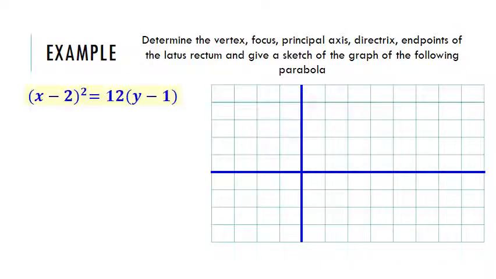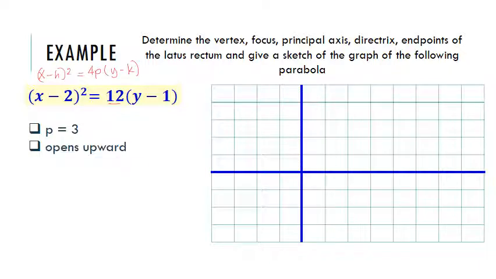Okay, example, let us graph (x minus 2) squared is equal to 12 quantity (y minus 1), using the standard form of the equation of a parabola. First step, find p. 12 ito. What must be multiplied to 4 to get 12? Yes, 3. And since x is the squared one, opening upward tayo kasi positive 3. Kapag x ang naka-squared, it's either up or down. And since positive naman si p, edi opening up tayo.